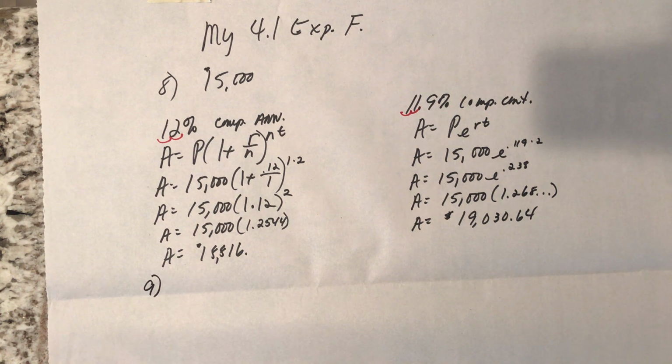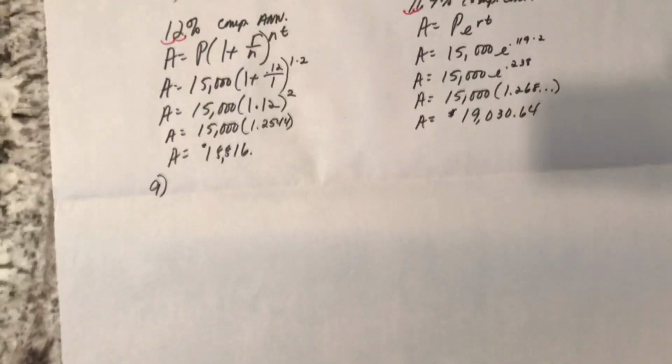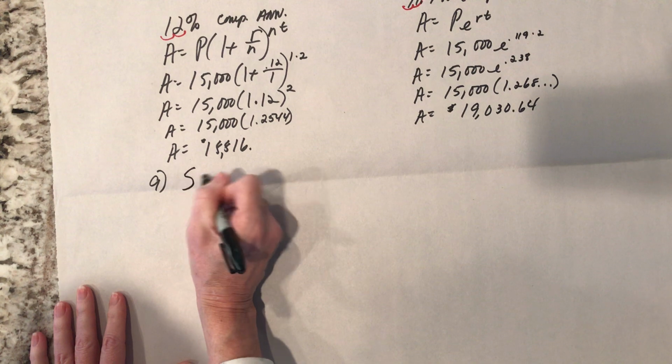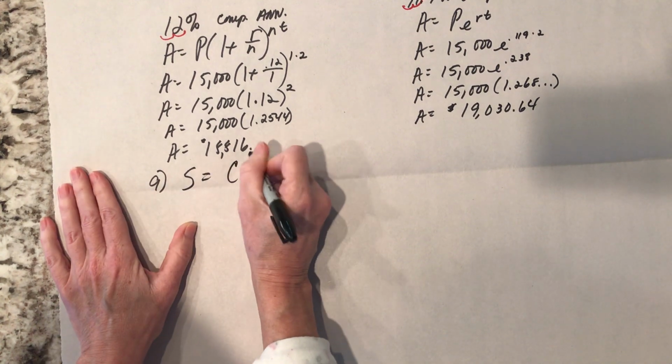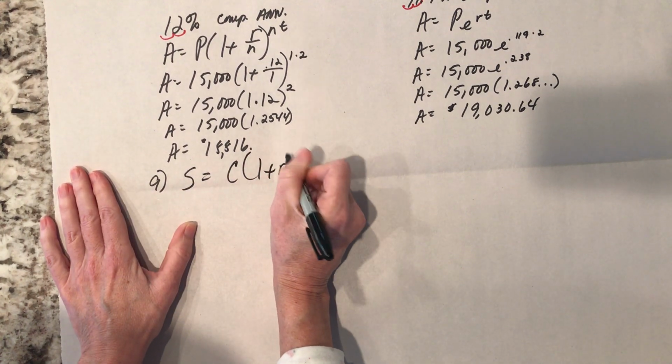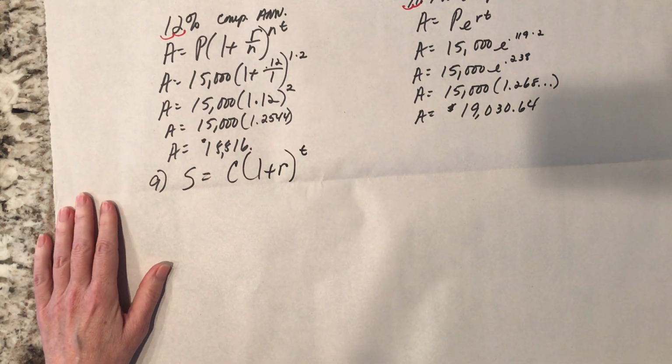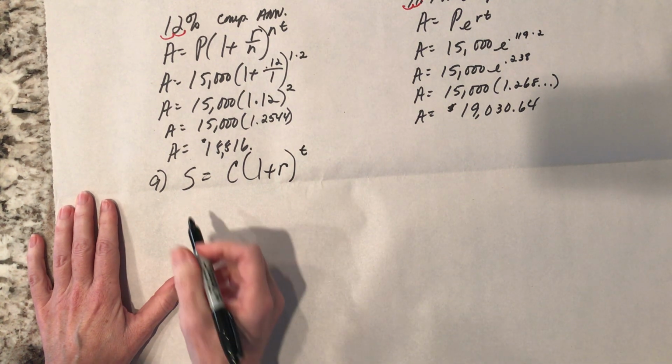Number 9 is looking at how much your house is going to be worth a whole bunch of years from now. There are tons of variables in there, but this is practice using a formula. It's not a real estate class. So let's grab the formula: S equals C times (1 plus the rate) raised to the T. It models inflation.